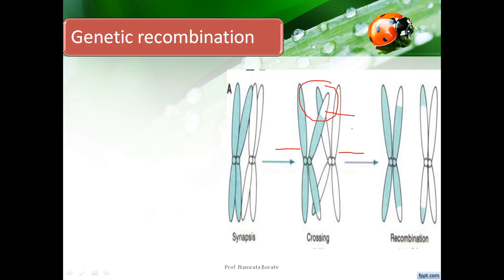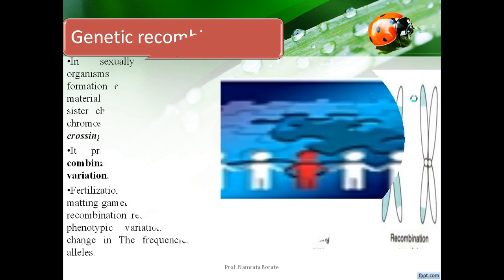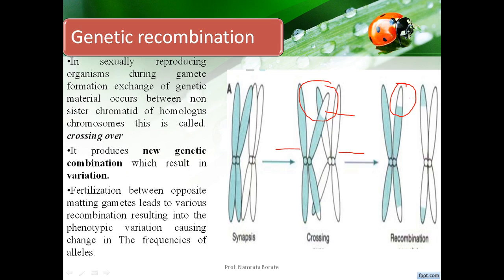It produces new genetic combinations. The result is variation. The fertilization between opposite mating gametes leads to various recombinations, resulting in phenotypic variations, causing a change in the frequencies of alleles.